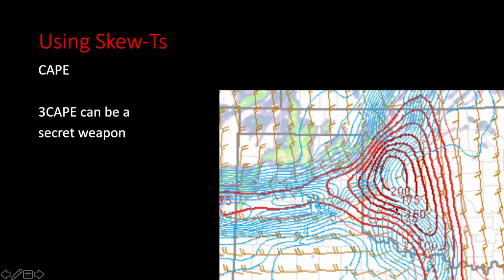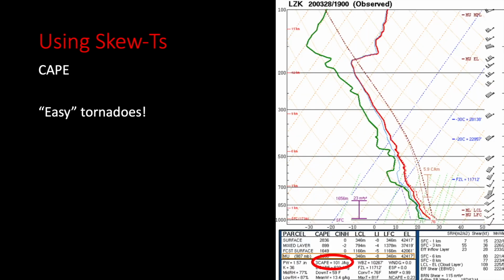So in that same vein, 3CAPE, below the 3 kilometer point, can be a secret weapon, especially for days that might not have the best kind of supercell potential, or might just be a little bit more of a surprise. So it's definitely something to keep in your tool belt, especially when the rest of the setup just doesn't look that great. So this is kind of how you get your easy tornado sounding, so to speak.